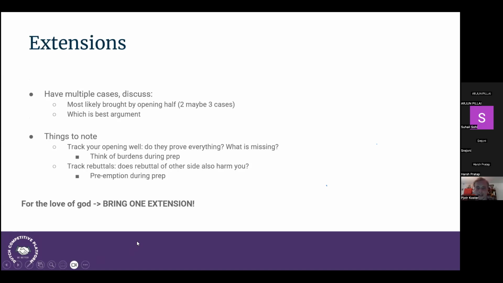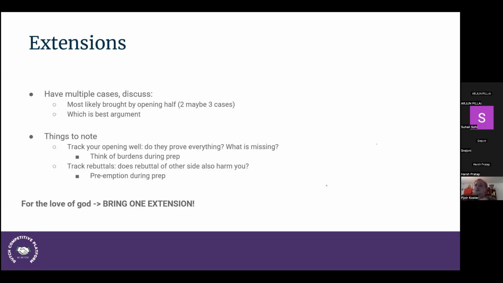So the idea is, like I said, you're going to have a couple of cases. You're going to think my OG will most likely bring these arguments. I will bring the next best argument. What's the best argument? Depends. It's a large scale, it's very important to people. Depends on the context. What is then important to note is you should track your opening well.